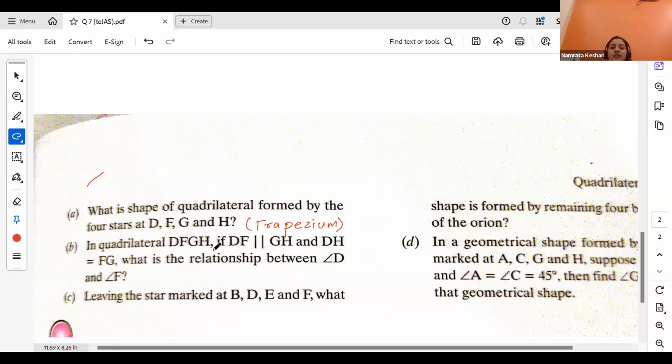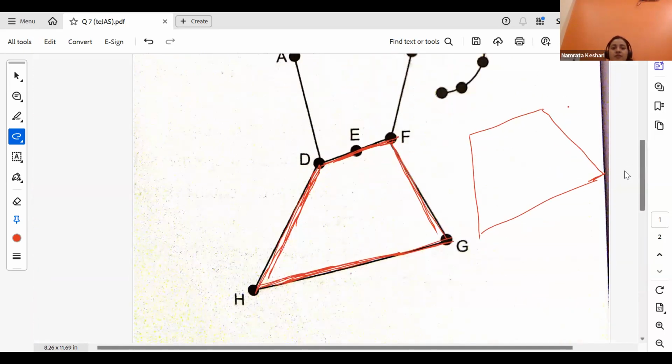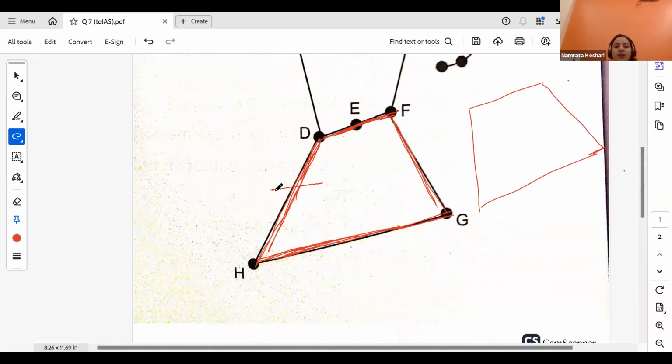In quadrilateral DFGH, DF is parallel to GH and DH is equal to FG. Okay, these two sides are equal length. That's what it says. The rest of the students, please check it because he will come and quickly I'll just summarize everything. So DF is parallel to HG. A random shape is given over here.